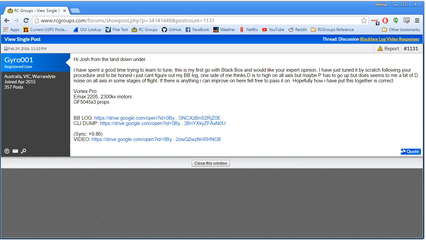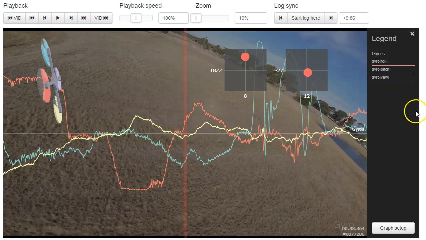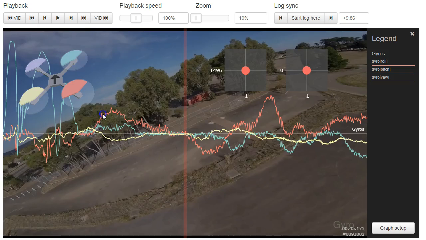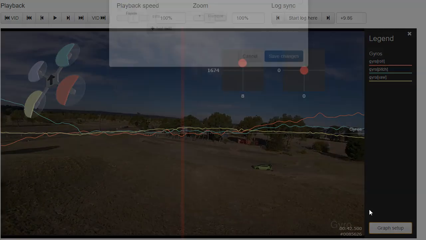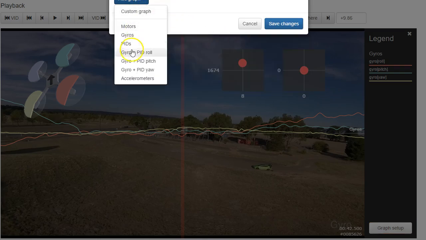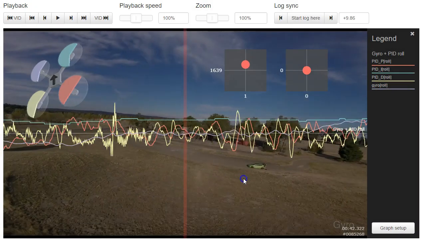So let's have a look at your log and see what we see. And just as a formality, I check your gyro traces, I zoom out to 10%, and they are very thin and very clean, and we'll just move right past that. Let's take a look at your roll axis first, as I usually do.